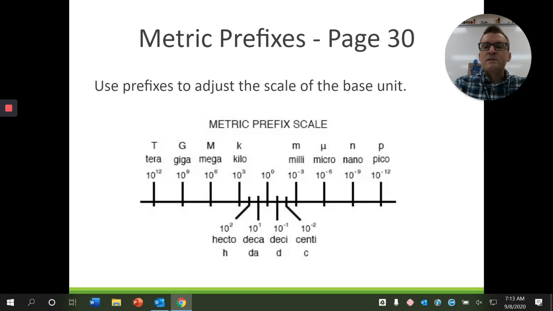We can use prefixes to describe a rather large measurement and also a rather small measurement. Because, if we think about it, if we're talking distance, my cross-country runners in the house, your race is 5 kilometers. You probably wouldn't want to use milli or micro or nano to describe that distance of 5 kilometers.